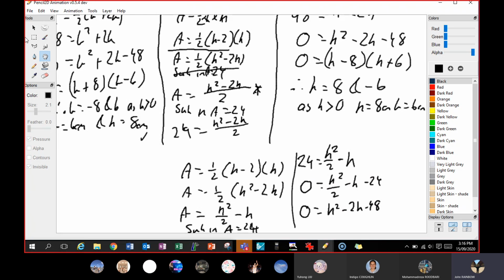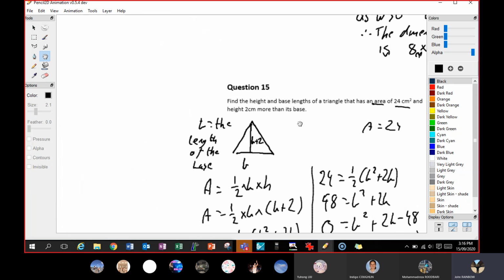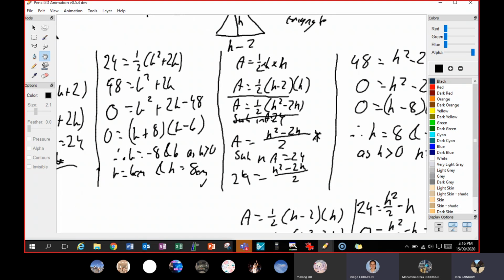Alternatively, at this step, we could have times every term by 2, and that would have made it h squared minus 2h equals 48. And then when you rearrange it, it's still going to change to the same thing. So you still can do that. I just find it easier to do it like that, just for the flow of it. But yeah, that's that question there, which I think is quite good. What question was that? That was question 15. So that helps. And that's it.